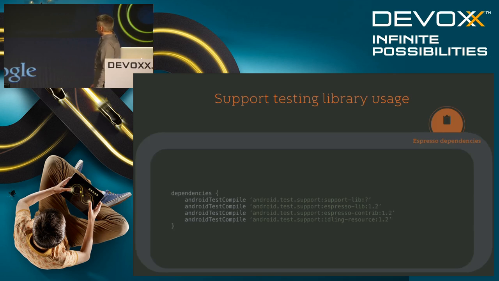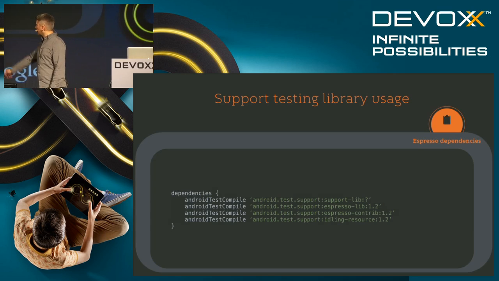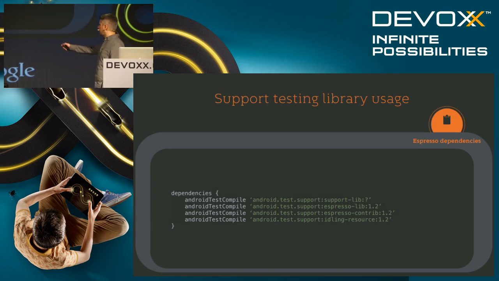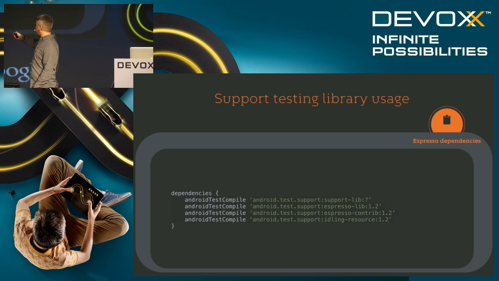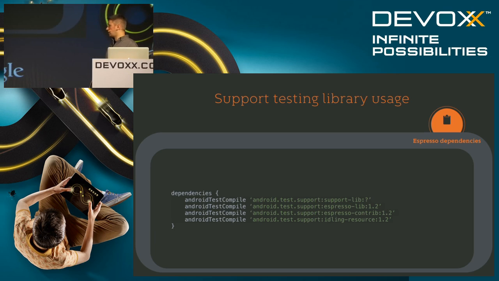Now, it will look something like this. So again, the dependencies will then become something like android test support support-lib. We don't really know what the version is going to be, but it will be more or less this. So very simple. We don't need to do any additional things. It will nicely play along in our Gradle setups.